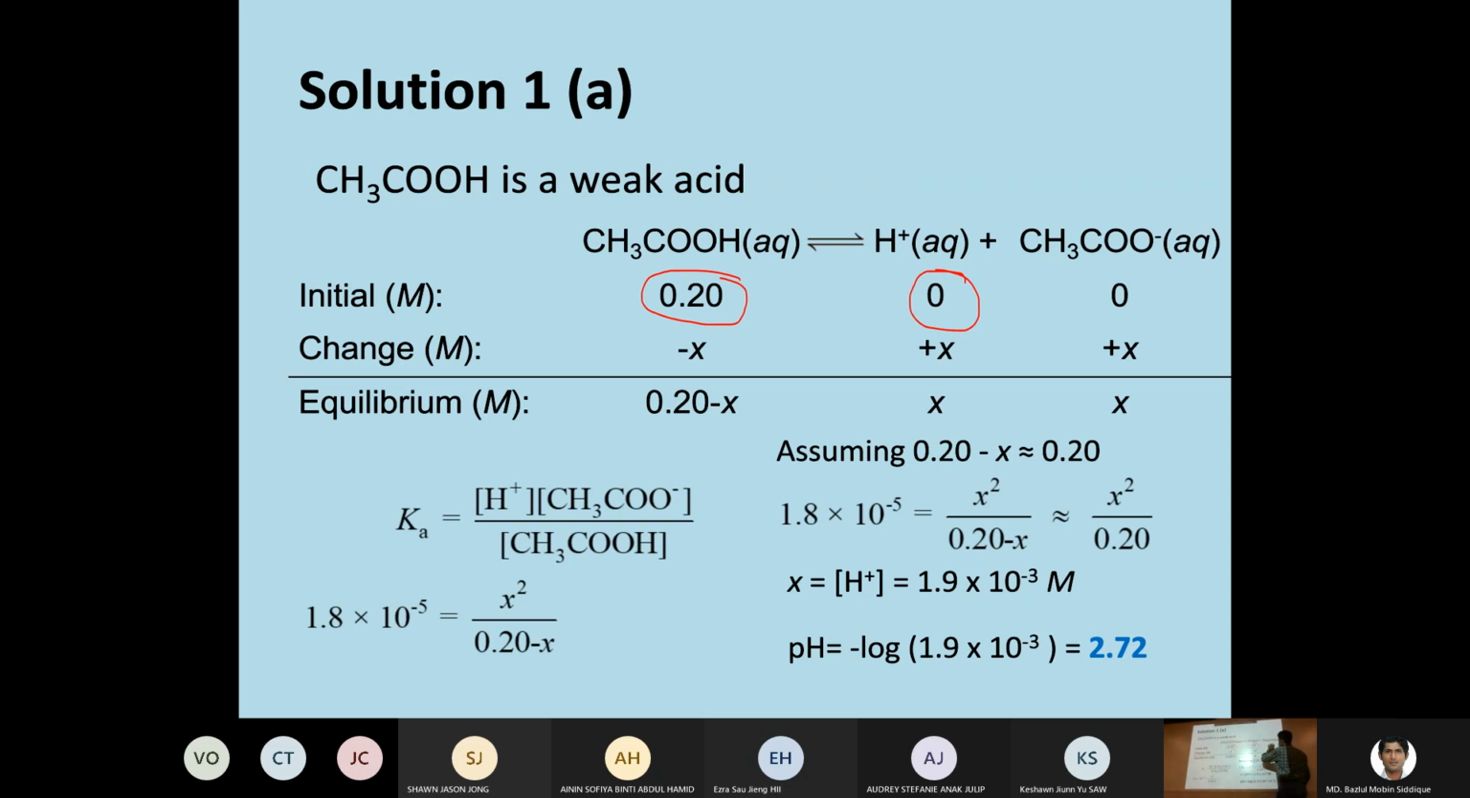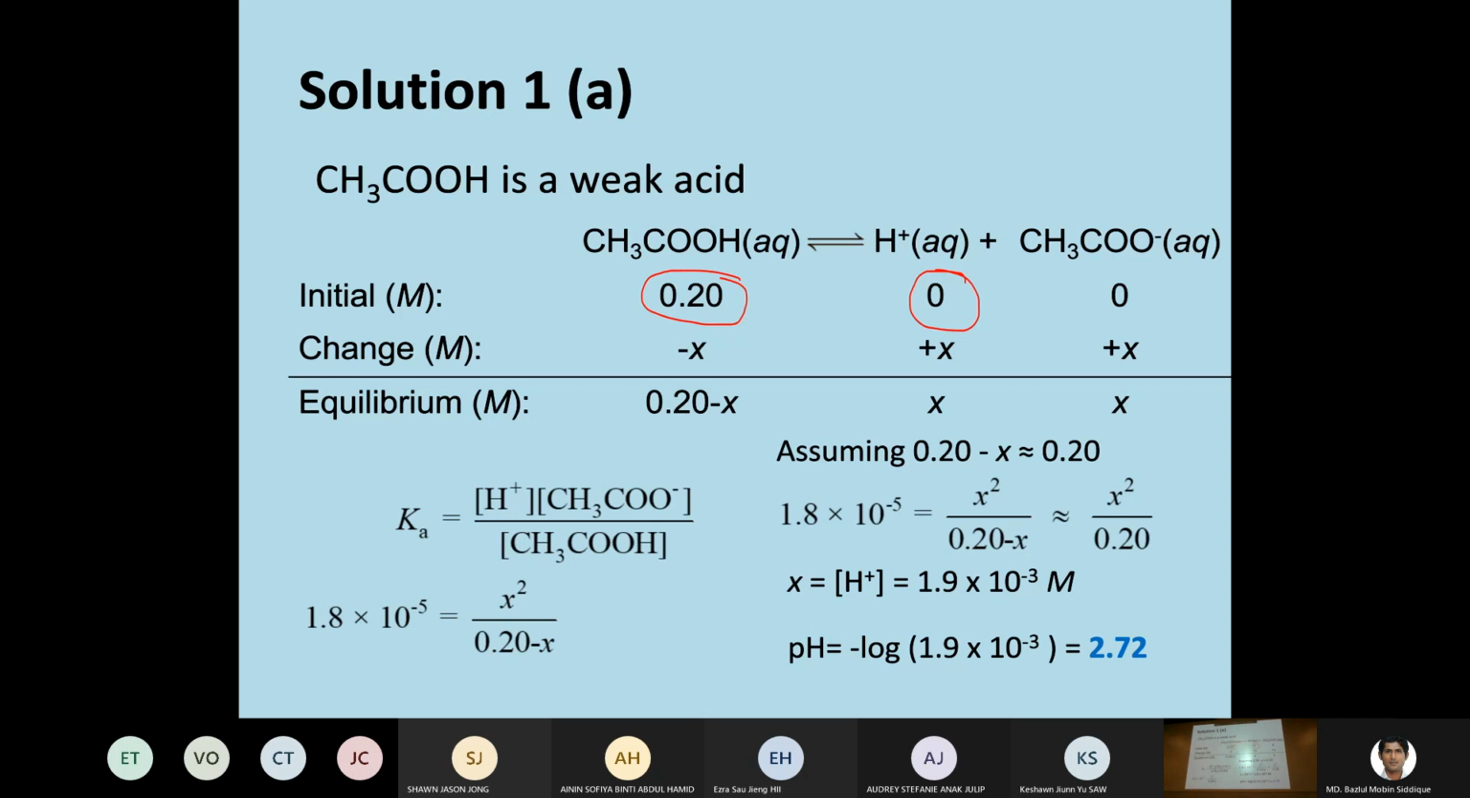So these two cases, it is 0. Remember these two parts, that it is 0 at the initial stage. And then of course X amount, a very small amount, changes at some point. So we deducted it from the equilibrium and get this Ka value. The Ka value was given as 1.8 times 10 to the power negative five. So we assume the approximation method, from there we find the hydrogen ion concentration, and we find the pH of the solution.